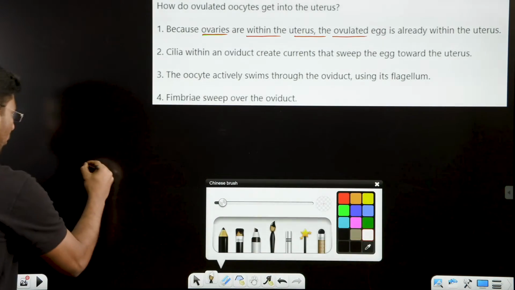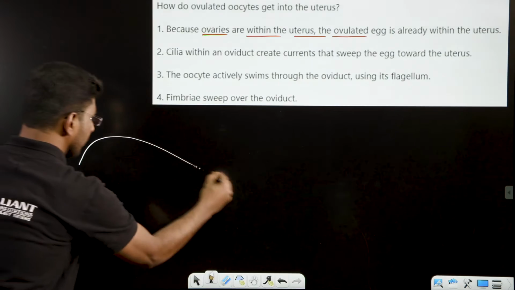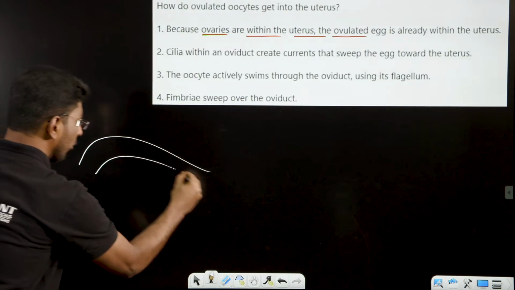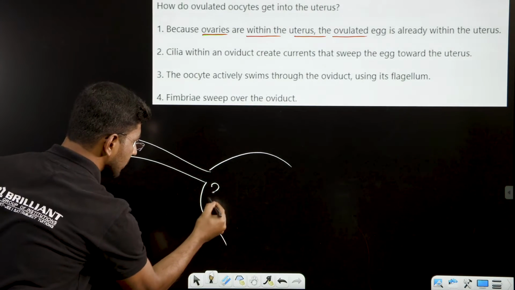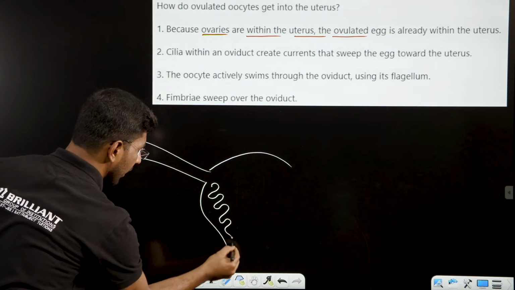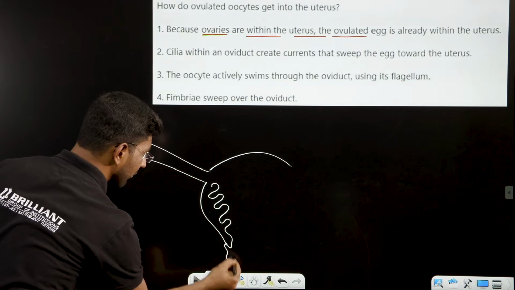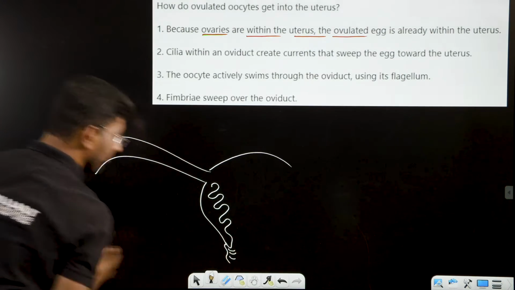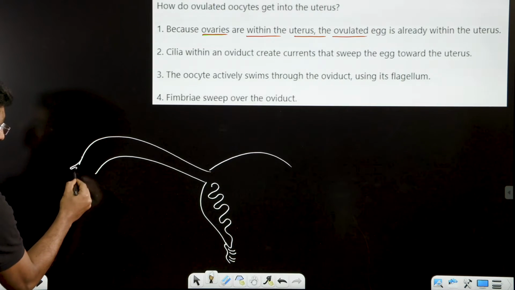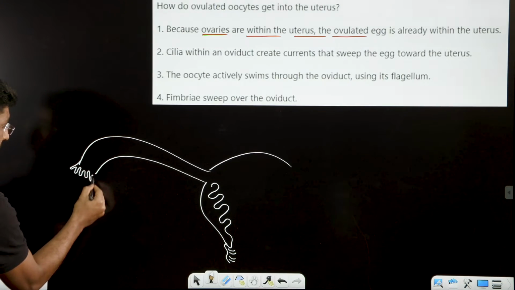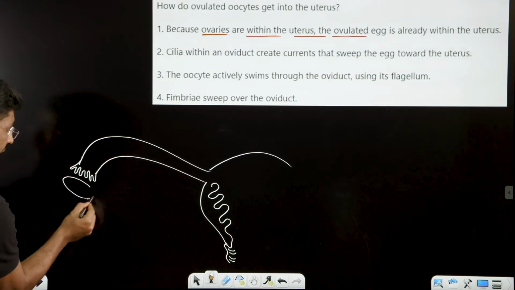This is the fallopian tube. Now this is the uterus, and this structure is the endometrium membrane. This is the cervix, a narrow cavity, and below the cervix, the vagina. We have already discussed this one. Look at here. This structure is called finger-like projections, the fimbriae of the fallopian tube.